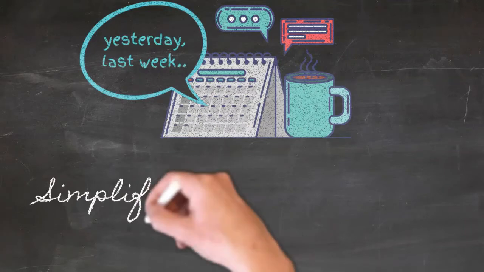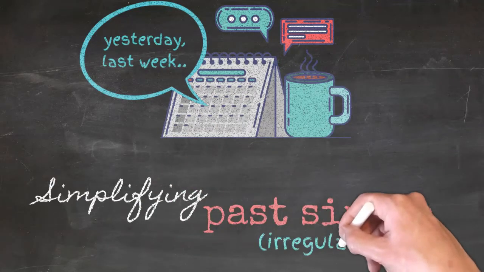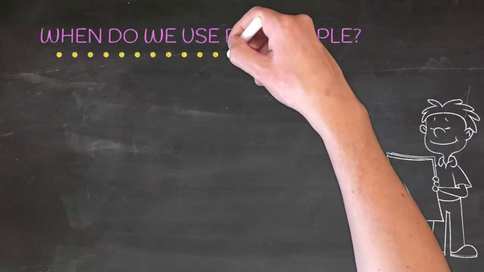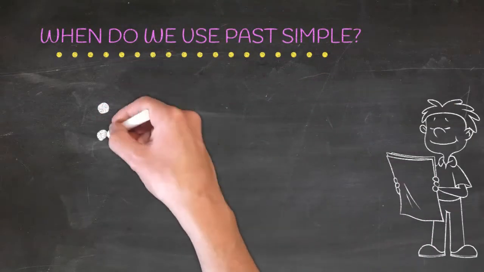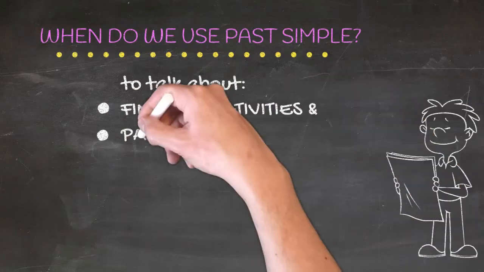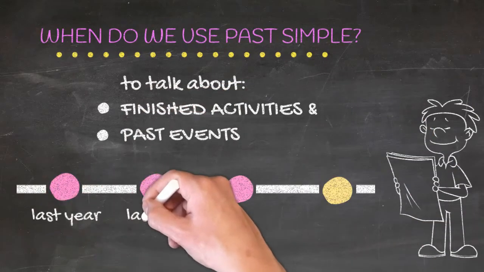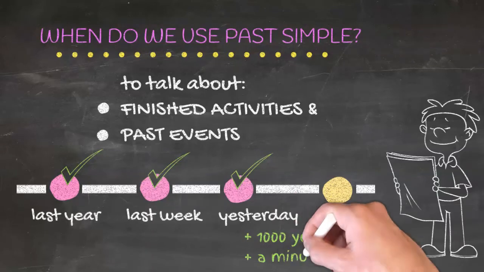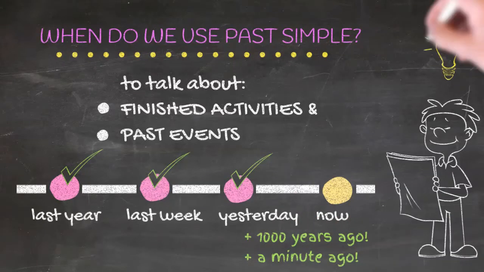In this little lesson, we will learn how to use past simple with irregular verbs. So let's begin with, when do we use past simple? Well, we use it to talk about finished activities and past events. Something that happened yesterday, last week, last year, and can also be used to talk about something that happened 1,000 years ago or even a minute ago.